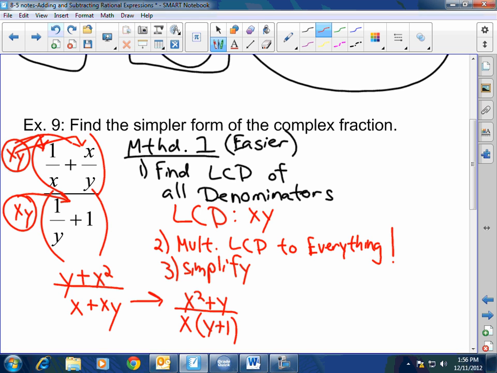I factored out the x. Standard form: highest to lowest exponent.